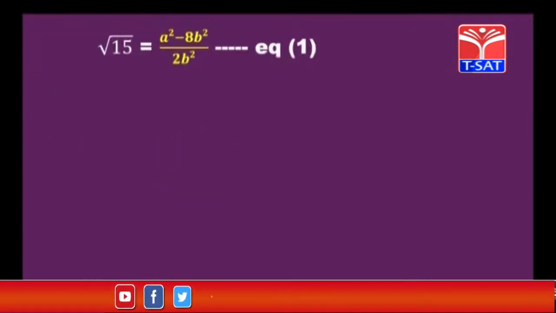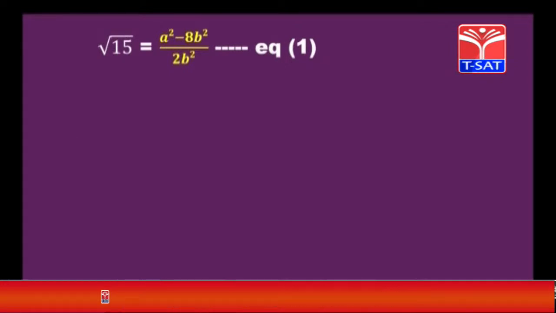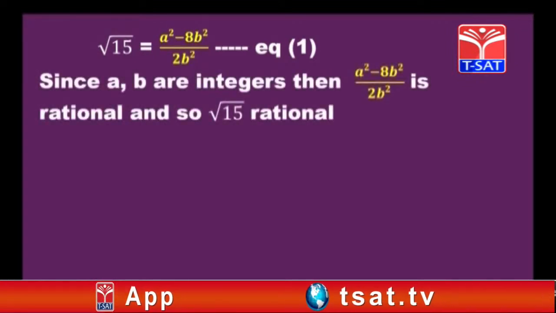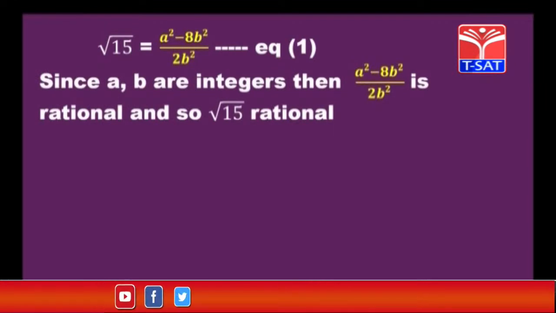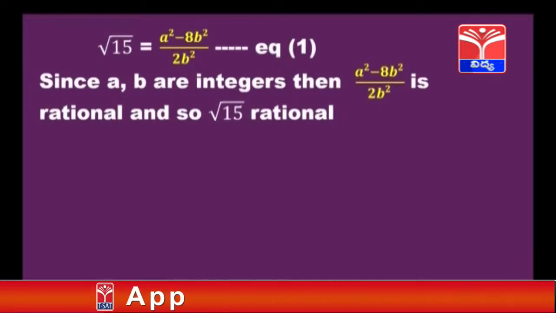Now if you observe, there is an LHS and RHS. LHS is root 15 and on the RHS we have a square minus 8b square by 2b square. Since a, b are integers, a square minus 8b square by 2b square is a rational number. So root 15 is also rational. Here we are getting the RHS as rational, then obviously the LHS also will become a rational number. So we are getting here root 15 is a rational number.